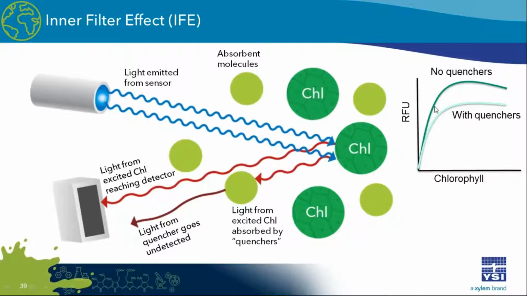So if we're looking here at chlorophyll concentration and RFUs, when you don't have quenchers, eventually that does plateau. This is way beyond the range of a sensor, by the way. That 100% would usually be down here somewhere. But when those quenchers are in your system, you get this filtration effect where up to a certain point, everything looks fine, but then you get a very attenuated response on your relative fluorescent units.